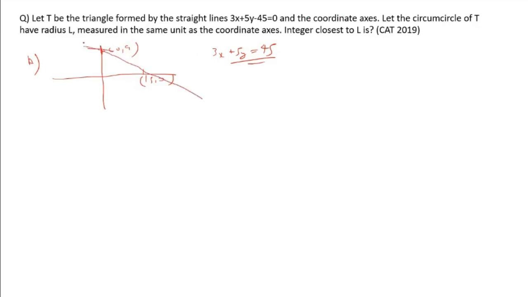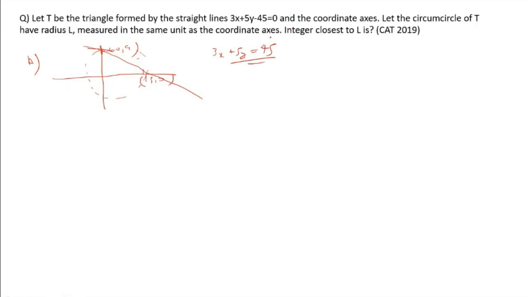Let the circumcircle of T have radius L. So this is the triangle T. Then the circumcircle will exist. L is measured in the same unit as the coordinate axis, and the integer close to L is what? Right. Let the circumcircle of T have radius L. So basically we are asked L, which is the circumradius.